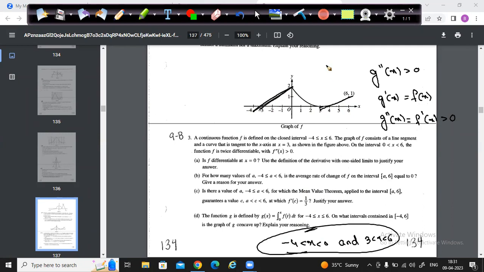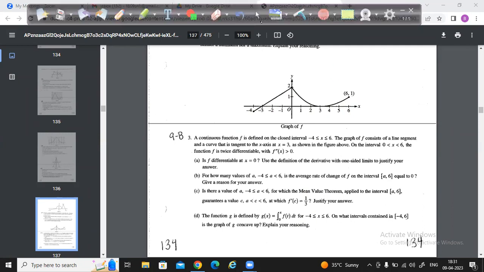Okay. Just solve questions like these on your own, independently. It's all applications of what we have learned so far.